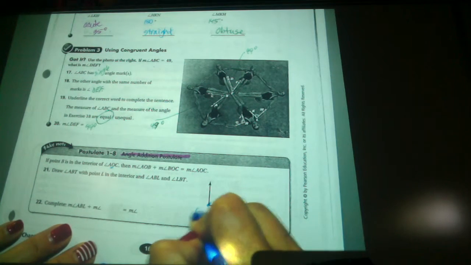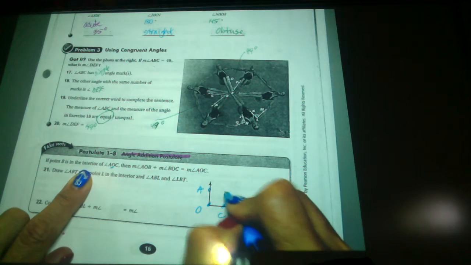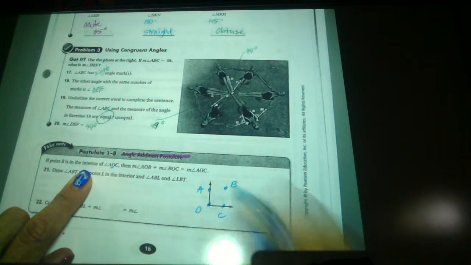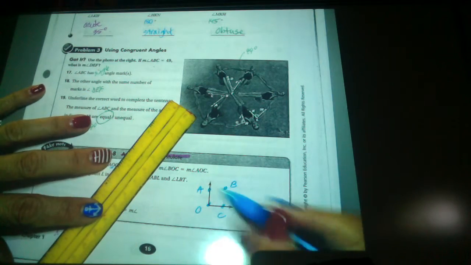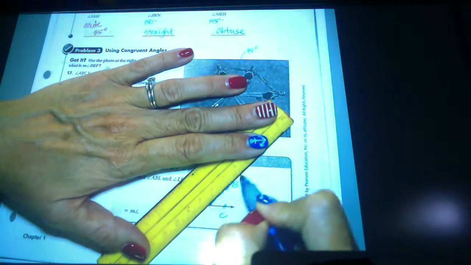O is the vertex of the angle, so that means O is going to go right here. And then A and C have to be on the sides, so I'm going to put A here, and I'm going to put C here. They said that B is in the interior, so B just has to be somewhere in here. It doesn't have to be directly in the middle, it could be anywhere in between the two sides. I choose to put it out here, so I'm going to put a dashed line through B.